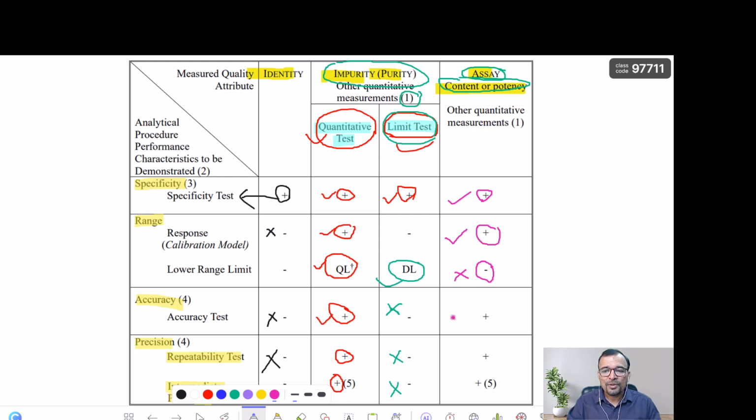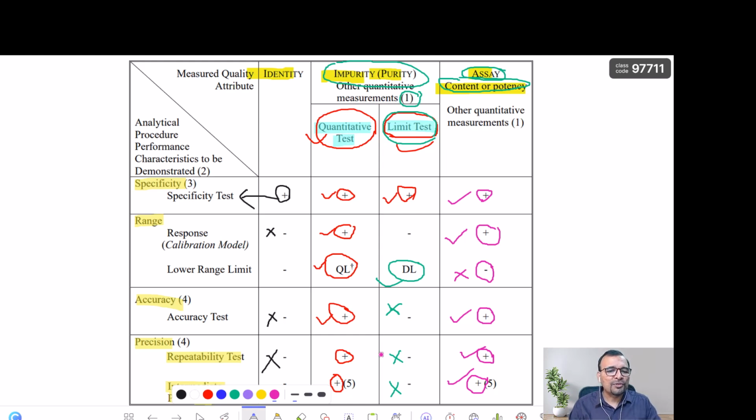Accuracy, yes, absolutely is possible and should be performed during the assay. Precision should be performed at both levels, repeatability as well as intermediate precision. Now, wherever quantification is possible, accuracy and precision are always possible and should be performed. So I hope you got an overview of the different performance characteristics that need to be performed while validating the different types of testing procedures.